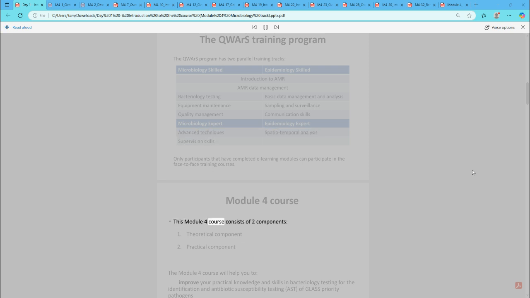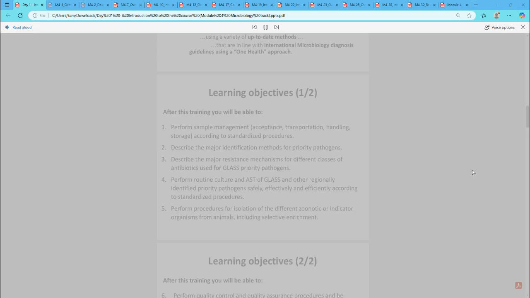This Module 4 course consists of 2 components. 1. Theoretical component. 2. Practical component. The Module 4 course will help you to improve your practical knowledge and skills in bacteriology testing for the identification and antibiotic susceptibility testing, AST, of GLASS priority pathogens, using a variety of up-to-date methods that are in line with international microbiology diagnosis guidelines using a One Health approach.